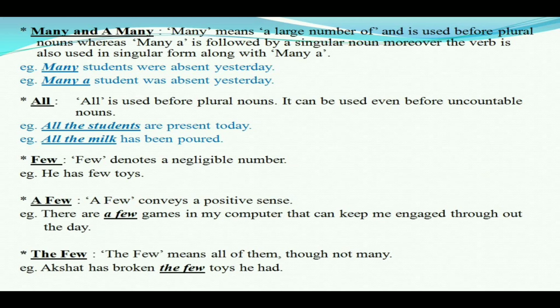A few. A few conveys a positive sense. For example, there are a few games in my computer that can keep me engaged throughout the day. It is used in positive sense. Whereas the few means all of them, though not many. For an example, Akshat has broken the few toys he had. It means he had broken all the toys that he had, though they were very few in number.